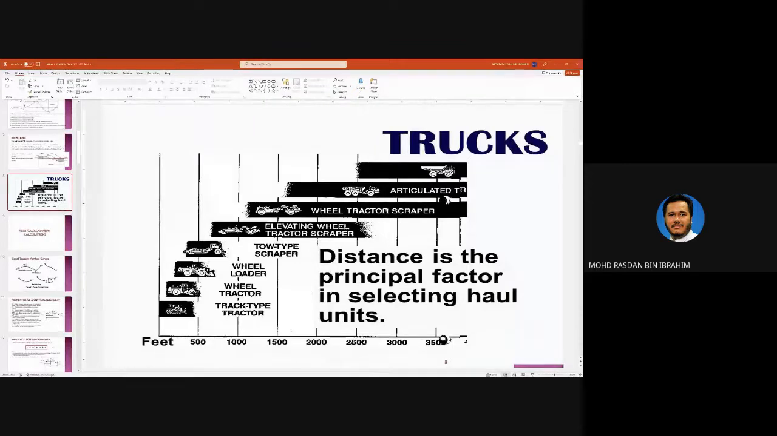Tractor and trucks. Scraper, actually, I'm not sure. A scraper is a machine that has a blade underneath the machine that scrapes the surface of the filling area. The scraper.